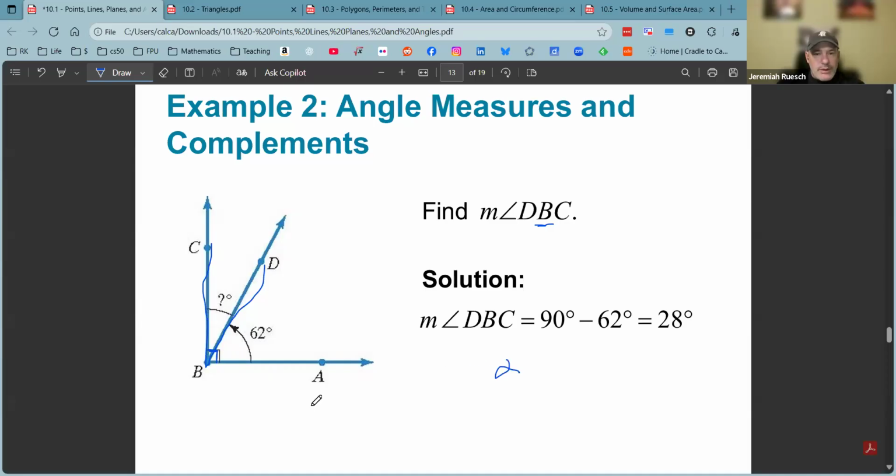Or, what plus 62 degrees equals 90 is the question we're trying to answer. Subtracting 62 from both sides gives us the value we're looking for, which is 28 degrees, the measure of angle DBC.